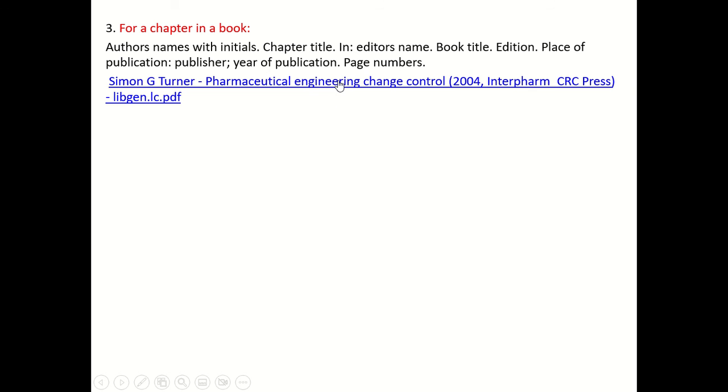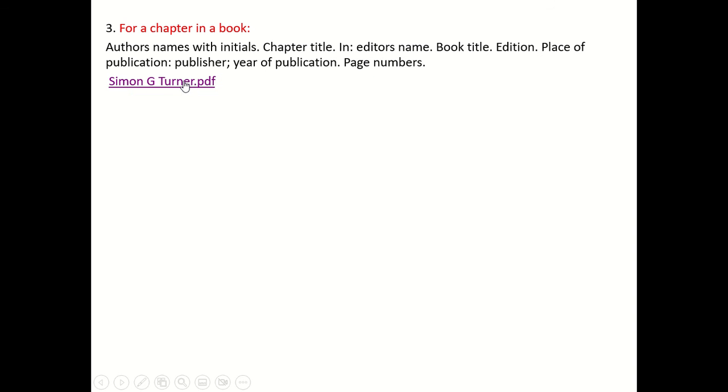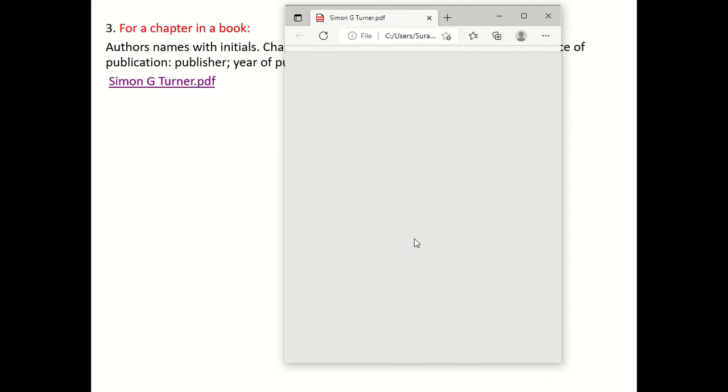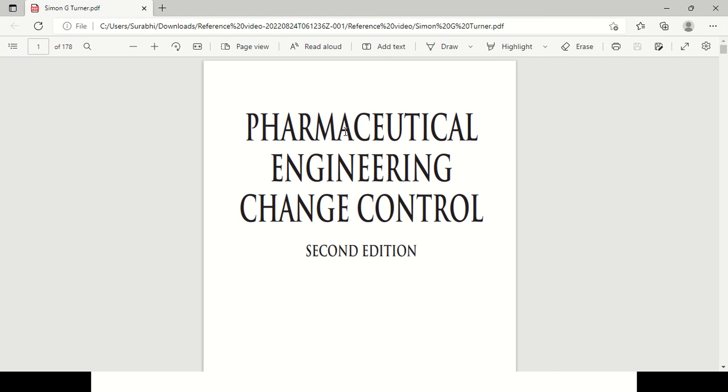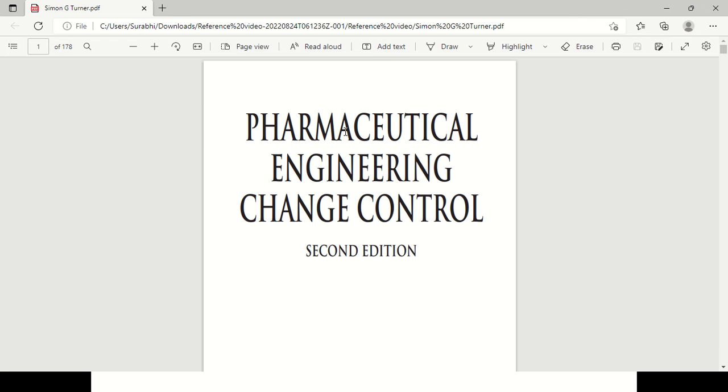Now let us say this is a book where various chapters are included, given by different authors. Okay, we cannot open this. Fine, we will open this book and see. So now let us see, this is the book. This book includes various chapters written by different authors. This is Pharmaceutical Engineering Change Control, second edition. So this is the title of the book, and this is the second edition.